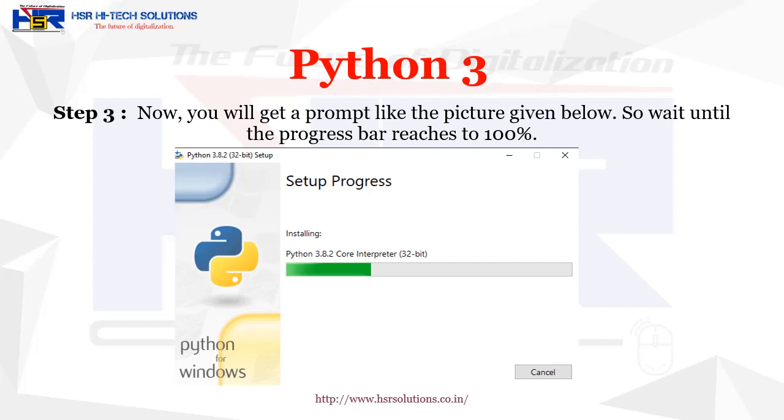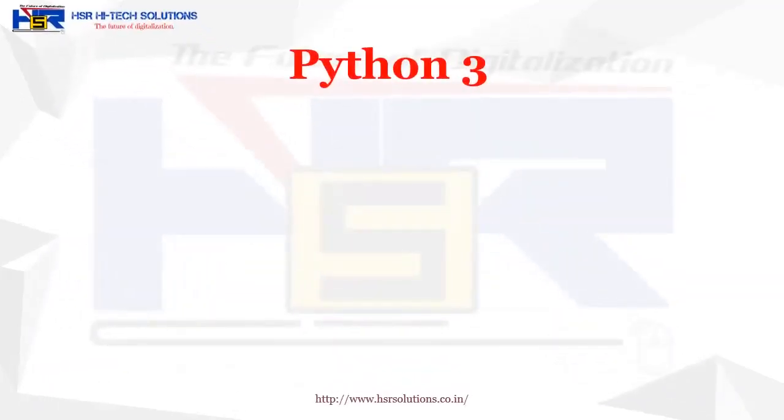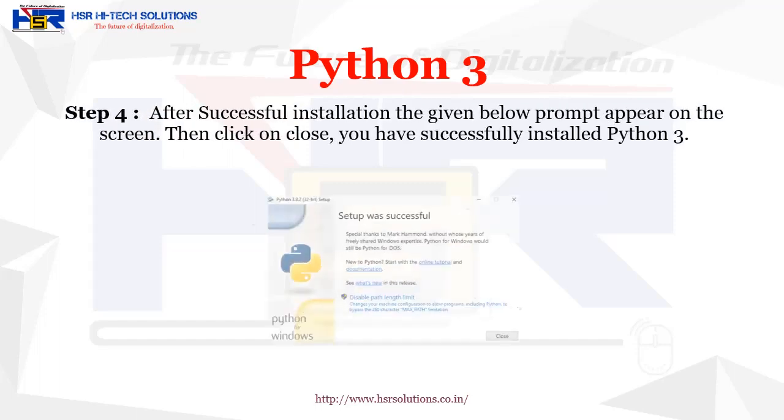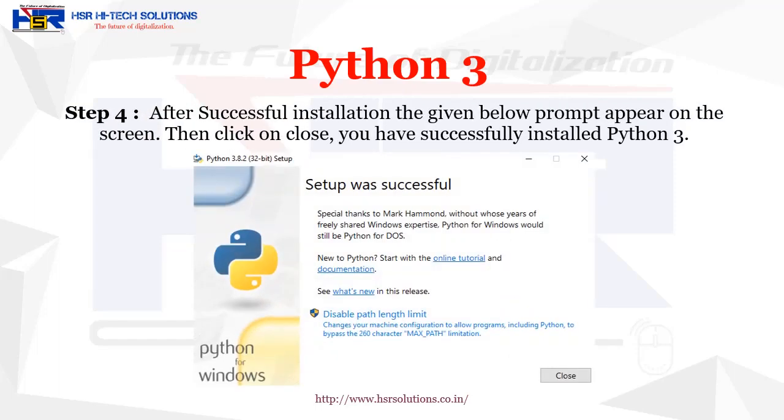So wait until the progress bar reaches 100%. After successful installation, the prompt given below appears on the screen. Then just click on close. Now Python 3 has been installed to your system. You may check it by going to the start menu and searching for Python there, or just typing Python in the search bar and you will get the Python 3 option available in your system.